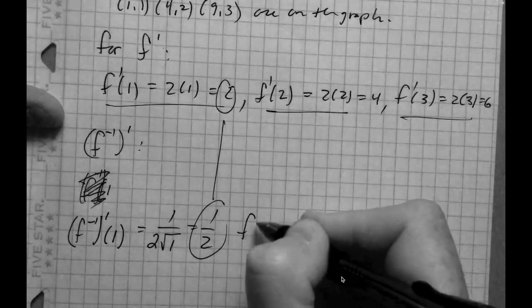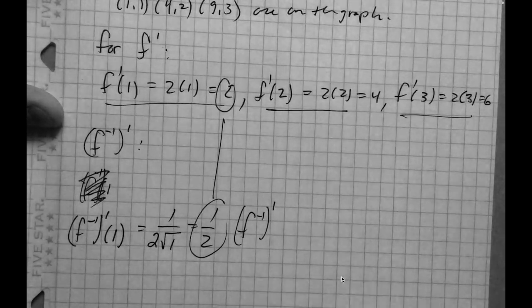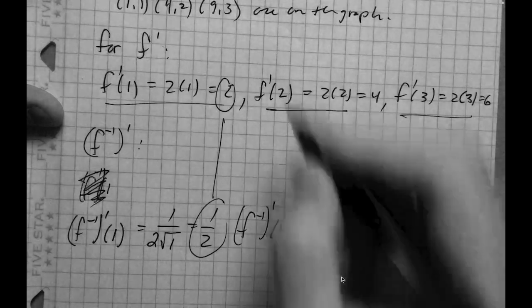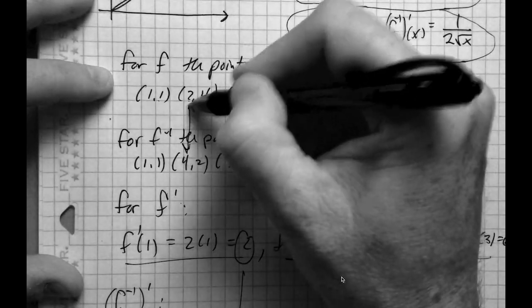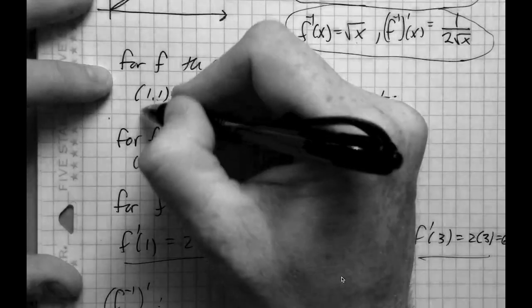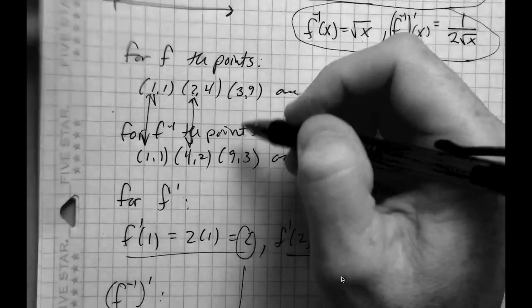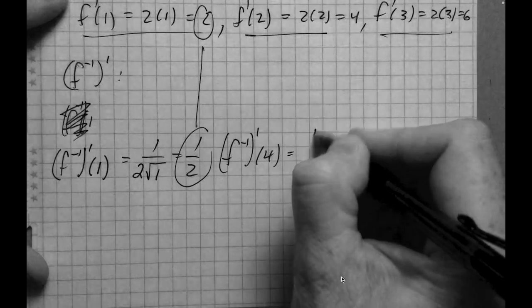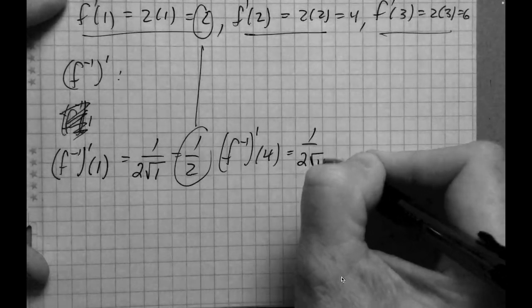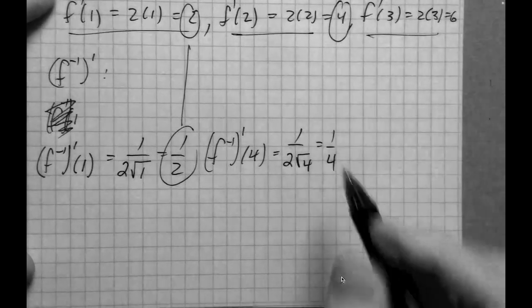How about f inverse prime of 4? Okay, now notice here, don't get tricked up here, right? We're plugging these in. We just plugged in the 1 and the 1. Now what about the 2 and the 4? So f inverse prime of 4, well, that's 1 over 2 times the square root of 4, so that's 1/4. Okay, so that tracks.